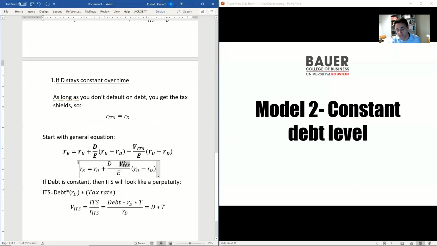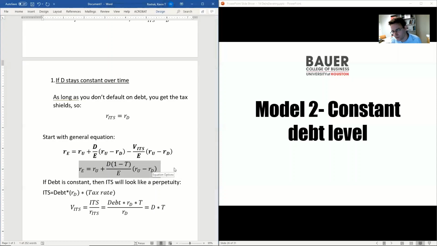So that becomes debt times T. We can rewrite this as debt times 1 minus T. That becomes our new relevering equation. It's a very stylized example. So again, don't worry about this equation.